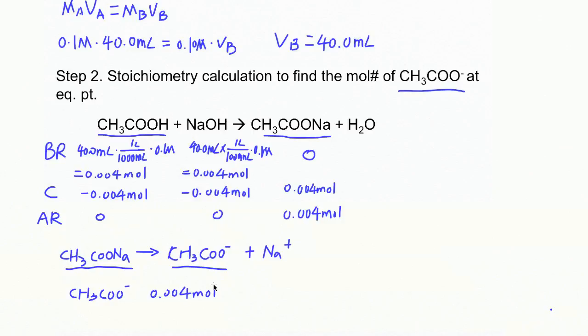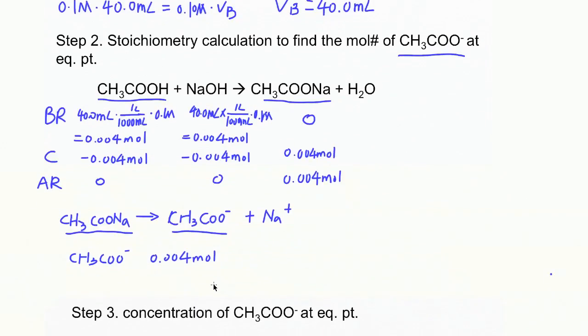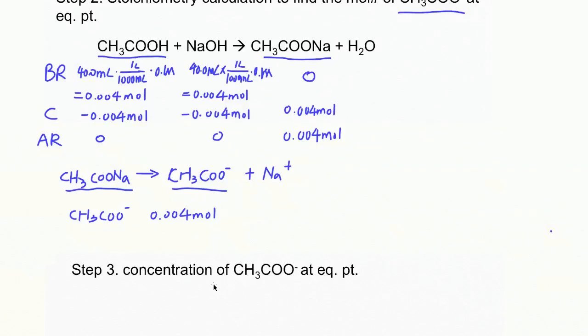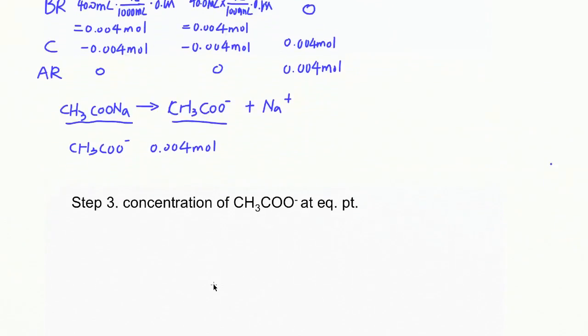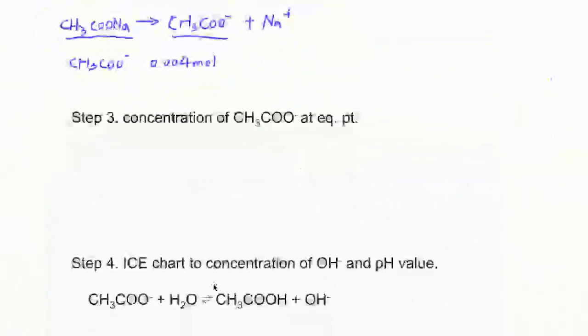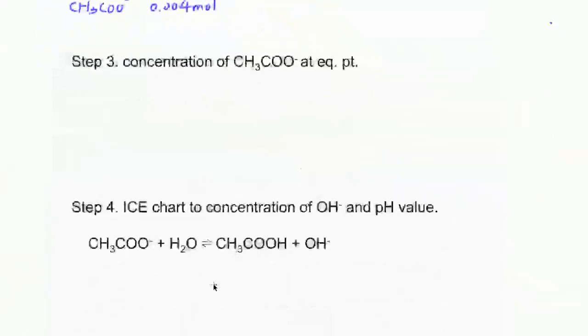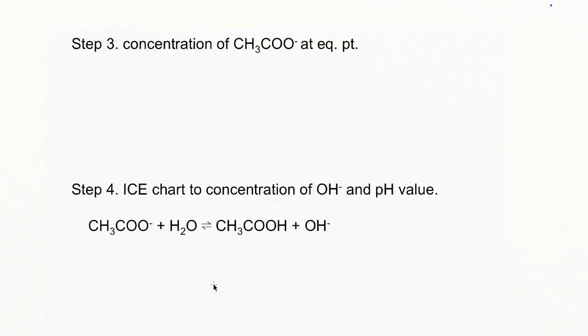All right, now step 3. Remember at the very beginning we said we need to know the concentration of the acetate, because this is a basic salt. Once we know the concentration of the acetate, we should be able to calculate the pH value based on the Kb value of this weak base.